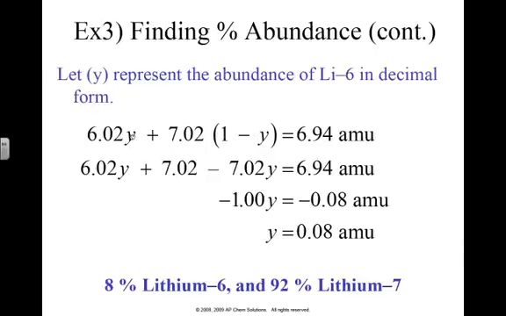So we have, they're going to use y instead of x. Oops. 6.02 times x plus 7.02 times 1 minus x. Carry all of this out, and we solve for x, and we get 0.08, which means 8% lithium 6.02, 92% lithium 7.02.